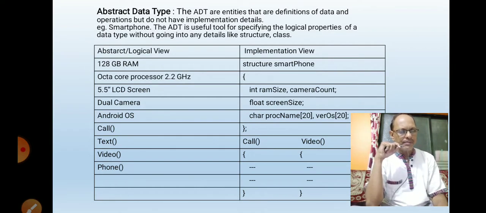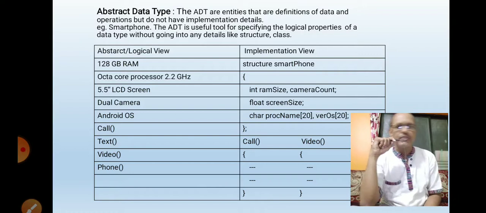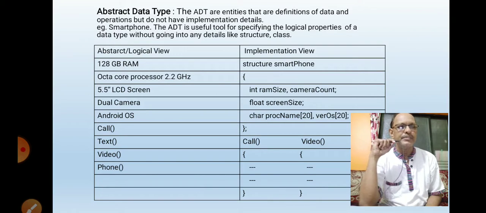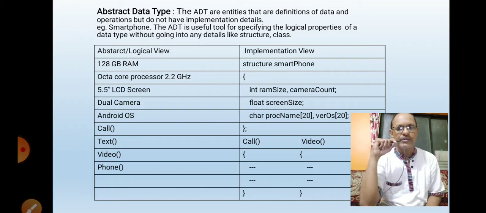But when we look at the implementation view, whatever we are actually implementing in terms of programming, in terms of actual code, this is how the code will look in the C programming language. You can see at the right side of the table. Here we have created a structure with the tag name smartphone. We have different variables created here, like RAM size, camera count, screen size, then processor name, then the version of the operating system.